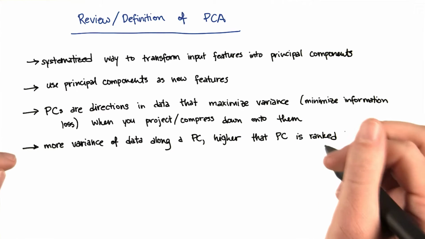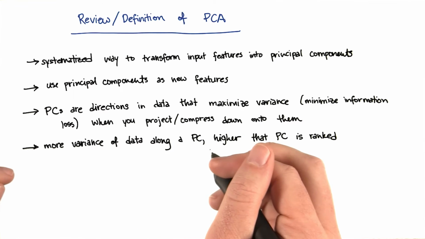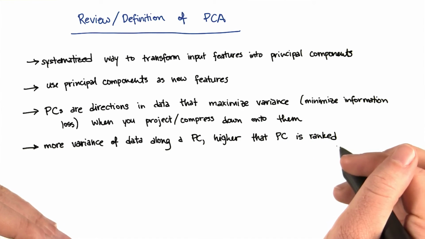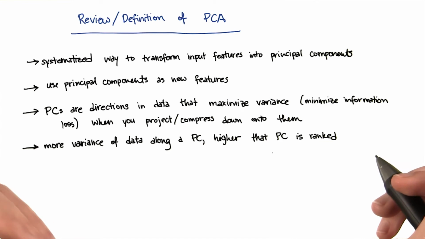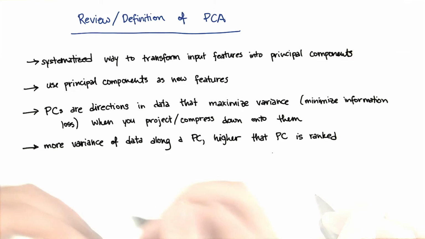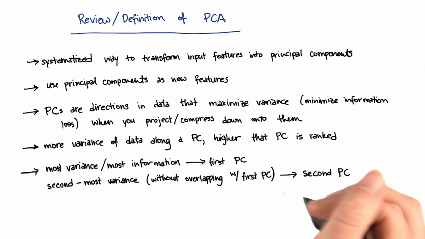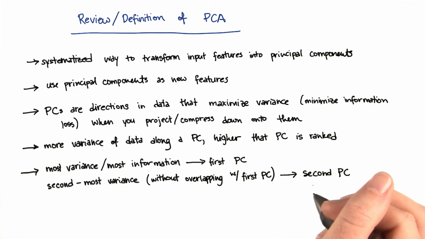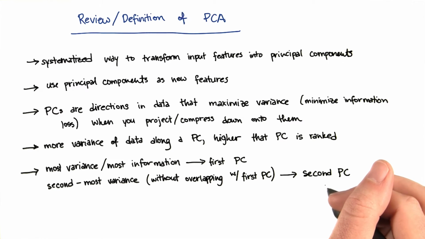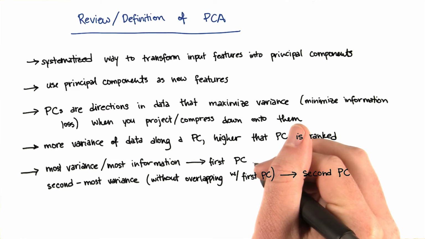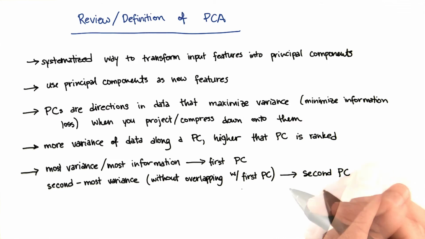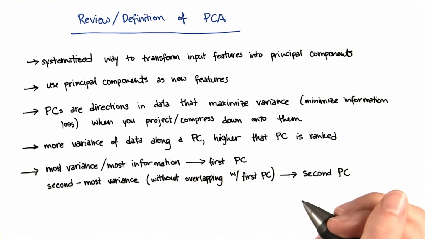You can also rank order the principal components. The more variance you have of the data along a given principal component, the higher that principal component is ranked. So the one that has the most variance will be the first principal component, second will be the second principal component, and so on. Another thing that we should point out is that the principal components are all perpendicular to each other in a sense. So the second principal component is mathematically guaranteed to not overlap at all with the first principal component. And the third will not overlap with the first or the second, and so on. So you can treat them as independent features in a sense.